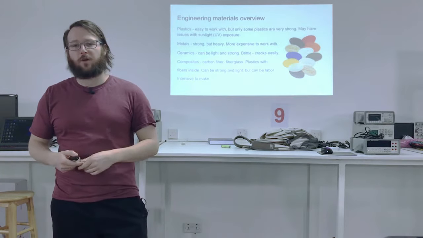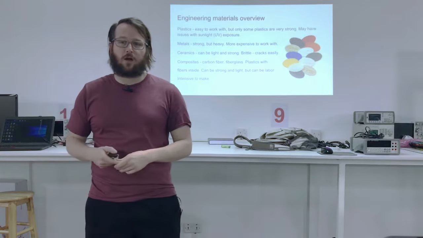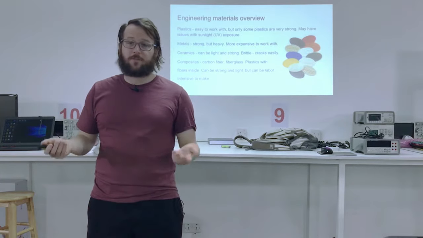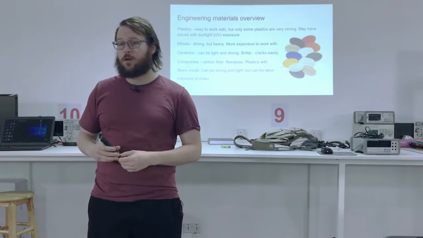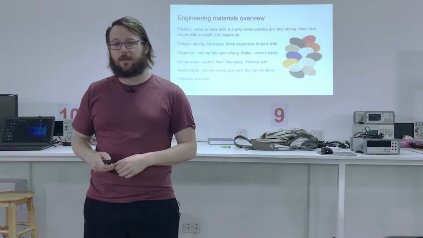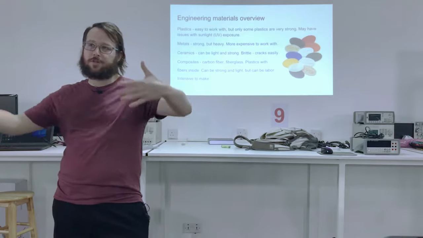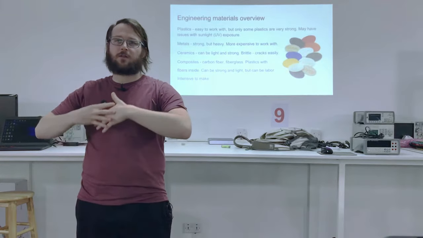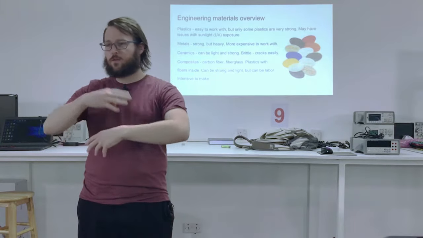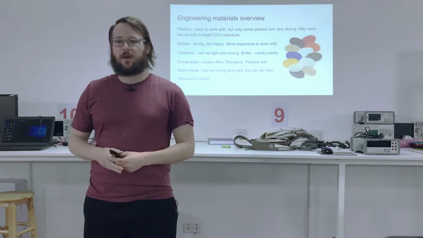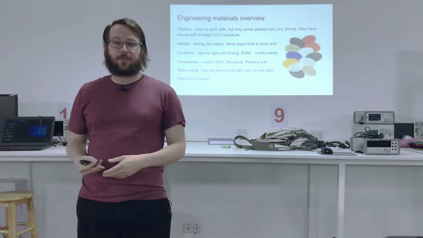But if that's not going to work, then there are metals. Metals are strong, but they're heavy and they're more expensive to work with. There are ceramics. Ceramics can be light and strong, but they're brittle and they crack easily. Composites, so a composite means multiple materials that have been put together to make something that is sort of a mixture of materials. So carbon fiber and fiberglass are plastics with fibers inside.